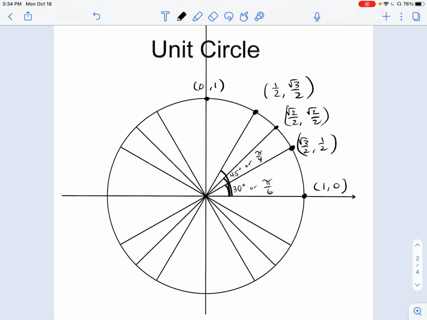Now, what about if I wanted to keep going? And this, by the way, was up to pi over 2. I'll just write the angles in radians from here on out. What if I wanted to find the angle going all the way up to here? This is 2 pi over 3, or 120 degrees. What would be that coordinate?